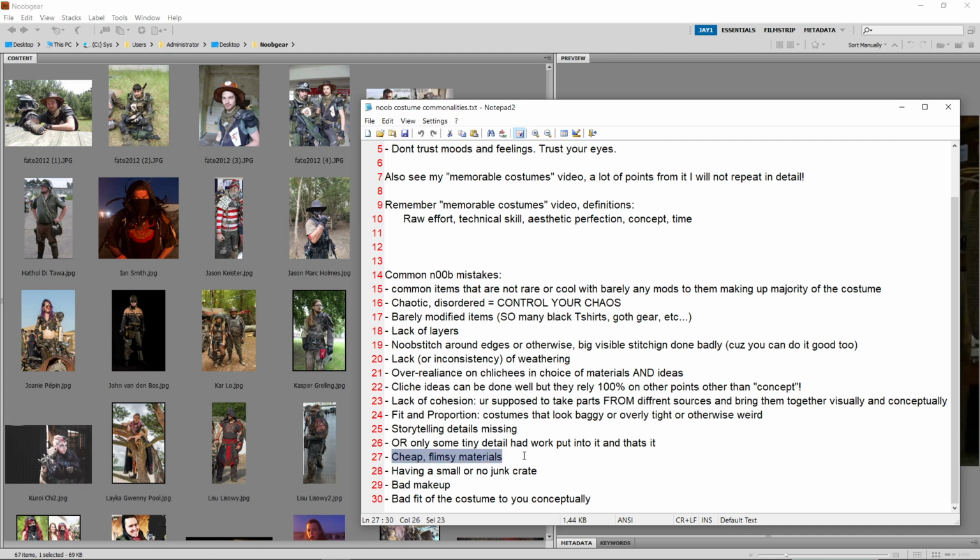Cheap, flimsy materials. It's less about them being cheap than looking cheap, and by cheap I don't necessarily mean low quality, because a lot of times I usually use higher quality materials. For example, I hate fake leather. I've made an entire video about how much I hate fake leather for different reasons. Some people love it. Power to you. I don't understand it, but whatever.